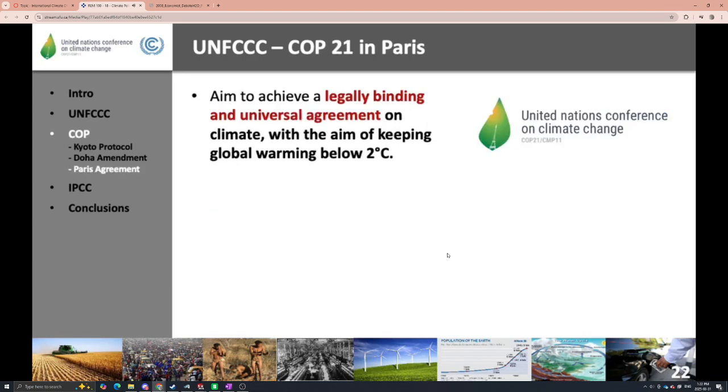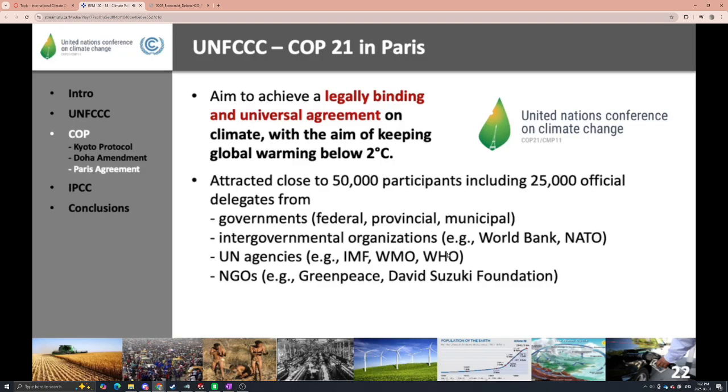So the goals of the meeting in Paris were in part to negotiate a legally binding and universal agreement on climate, with the aim of keeping global warming below 2 degrees Celsius. In comparison to the Kyoto Protocol, the Paris meeting would have to include all countries. So the stakes were very high at the conference.